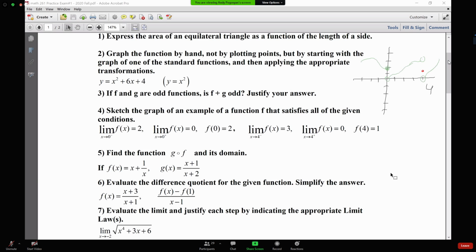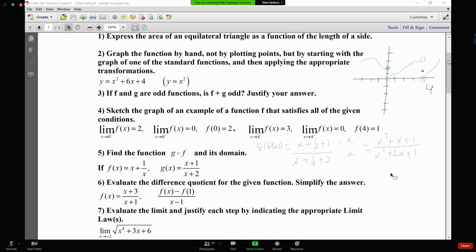Number 5. Find g of f and its domain. So g of f of x means f of x goes in instead of x in g of x. So you have x plus 1 over x, plus 1, over x plus 1 over x plus 2. Now multiply by x, so you get x squared plus, let's switch them, x plus 1, and this is x squared plus 2x plus 1.